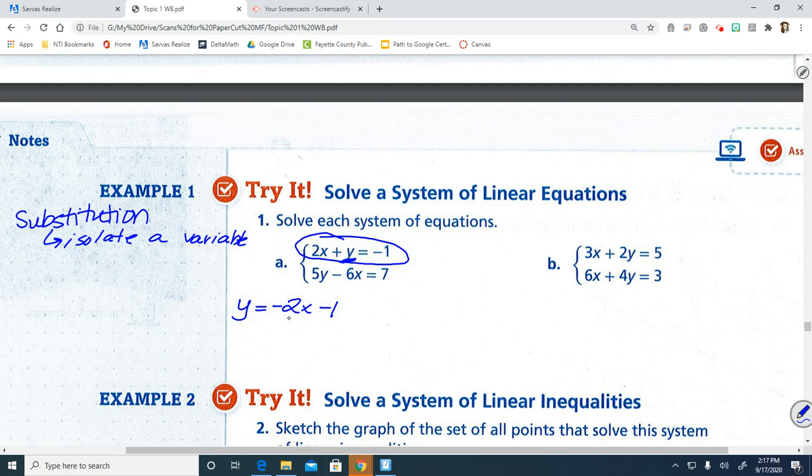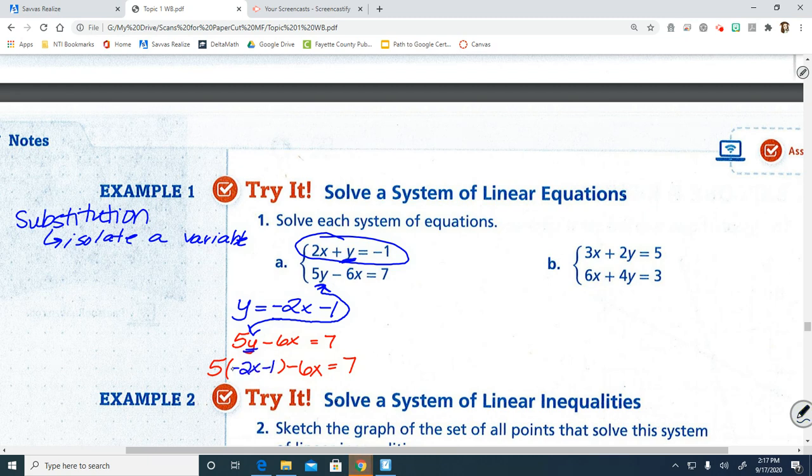Then I'm going to take what I have for y, and I'm going to substitute it in for the y in the second equation. So if my second equation is 5y minus 6x equals 7, I'm going to substitute in for this y negative 2x minus 1. So what I'll have is 5, I'm going to replace the y, so I'm going to bring everything else down. Negative 2x minus 1.